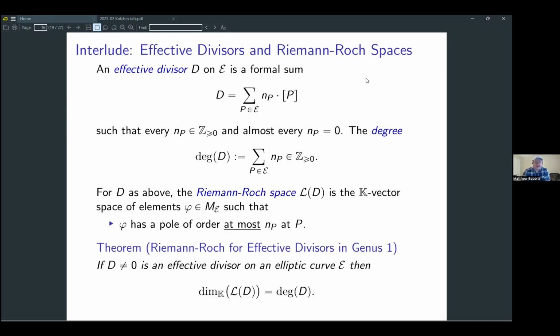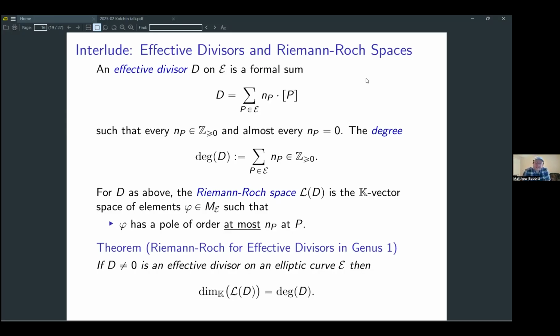And then the Riemann-Roch theorem is actually a theorem about the dimensions of these Riemann-Roch spaces. Now, what's written here is not the Riemann-Roch theorem. The Riemann-Roch theorem is actually much more general than this. But what we have here is a version that works for effective divisors on an elliptic curve E. In particular, the curve E has genus 1, which is synonymous with it being an elliptic curve.